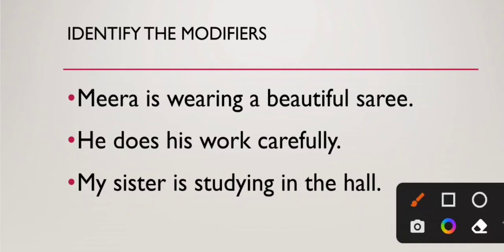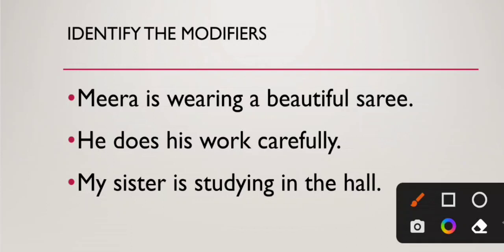See the exercise. You have to identify the modifiers. Modifiers are words, phrases, and clauses which modify another word in a sentence, describe another word in a sentence. So there are three sentences and you have to find out which word is modifying a noun, which word is modifying a verb, or the phrase which is modifying the verb.